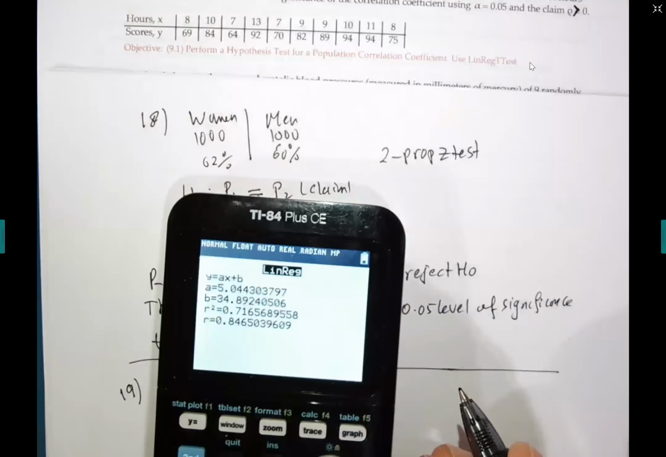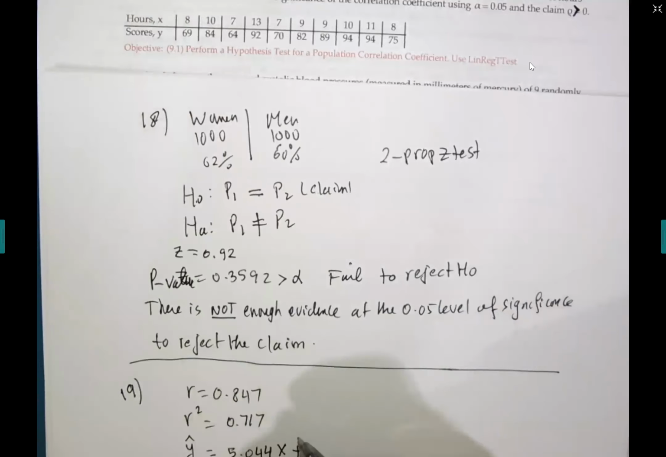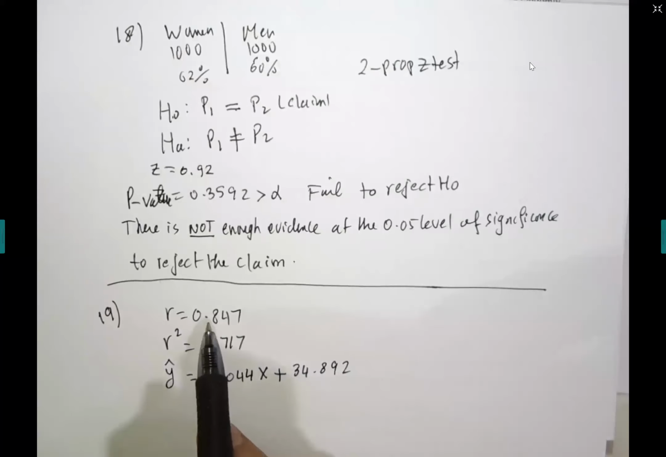I'm going to write the equation of the line as well. Y equals AX plus B. So I'm going to write it here: y-hat equals 5.044x plus 34.892. Okay, that's all I need for now. So if I give you this data set, guys, and ask you to find R, this is how you find R. Now, how do you interpret R? If R is close to 1, you say there appears to be a strong positive linear relationship between the number of hours studied and the scores on the test. So that's how you interpret R.